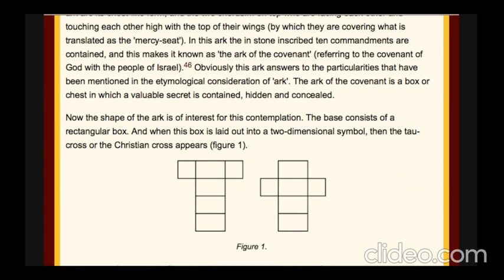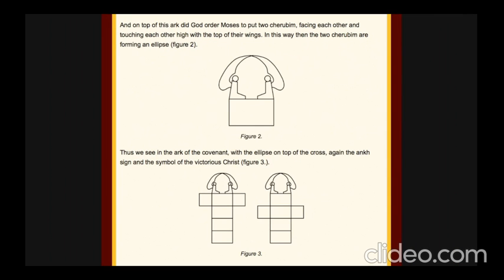Now, the shape of the ark is of interest for this contemplation. The base consists of a rectangular box, and when this box is laid out into a two-dimensional symbol, then the Tau cross or the Christian cross appears. And on top of this ark did God order Moses to put two cherubim facing each other and touching each other high with the top of their wings.